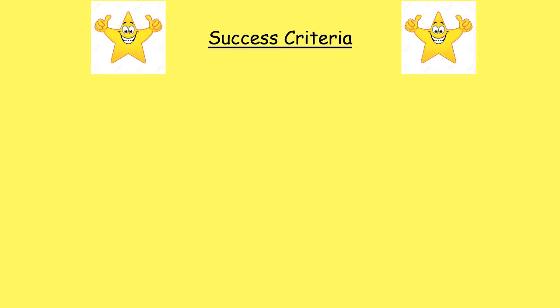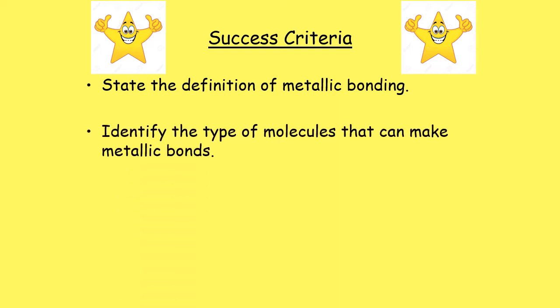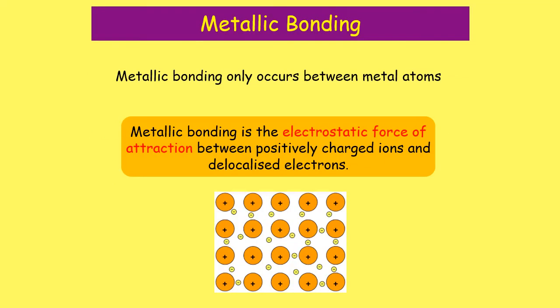So in terms of our success criteria, we want you to be able to state the definition of metallic bonding, identify the types of molecules or compounds or elements that can make metallic bonds, and identify the properties of the different types of bonding.